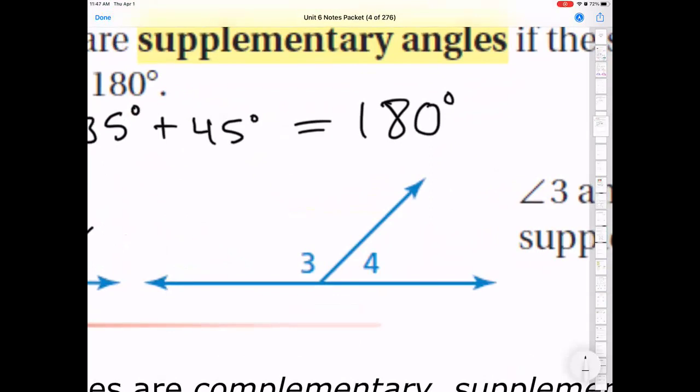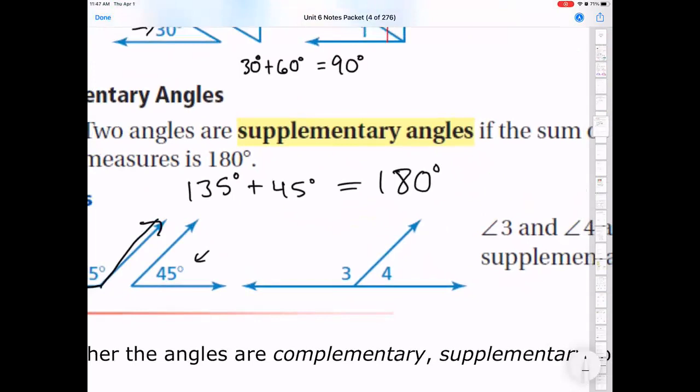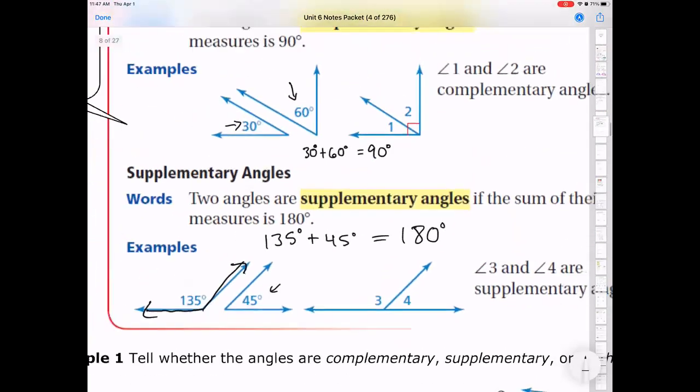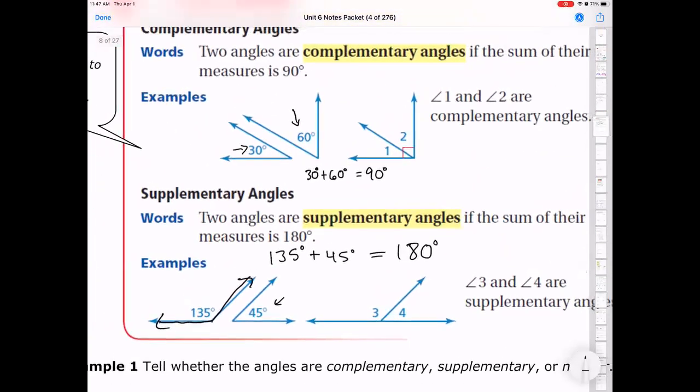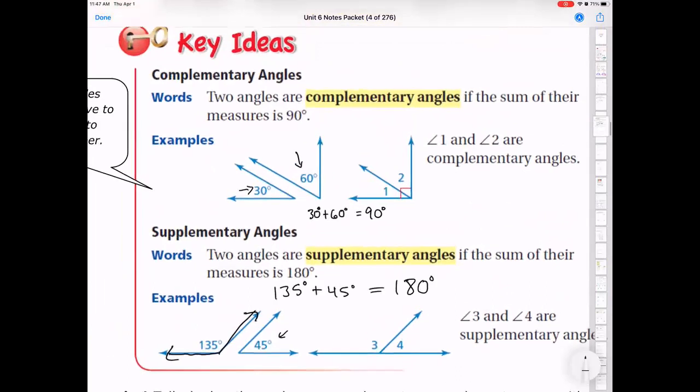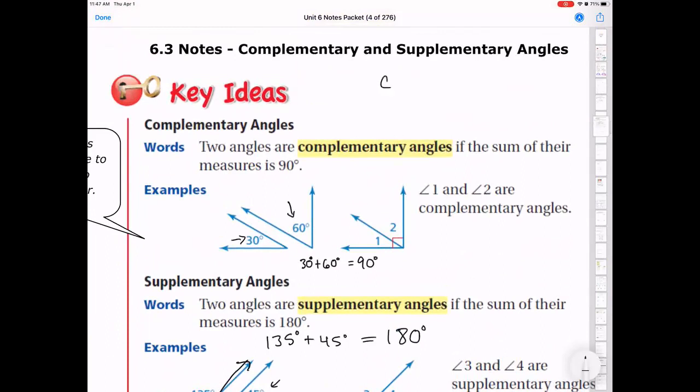Okay, and there's a lot of different combinations that would be complementary or supplementary. But again, complementary is 90 degrees, supplementary is 180. If you're like, hey, I can't really remember which one's which, usually I've encouraged students to think about the alphabet. So complementary starts with a C, right? Whereas supplementary starts with an S, right?